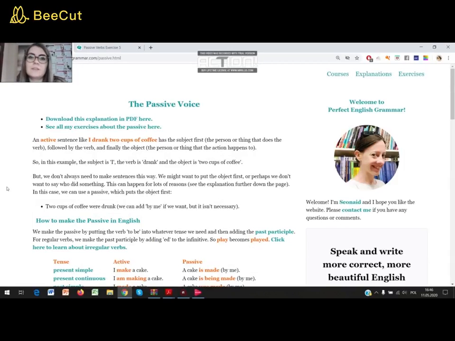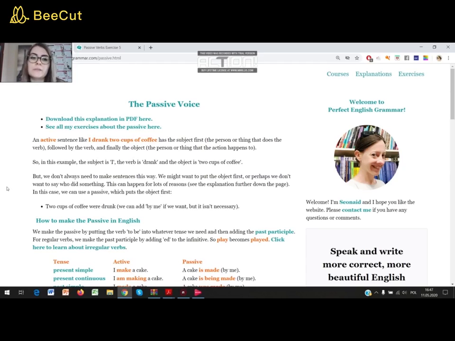Welcome again. Today we will talk about the passive voice, which is quite problematic to some students, but not all the time. Let's see how it looks and how we should make sentences with the passive voice. So, an active sentence like "I drank 2 cups of coffee" has the subject first, the person or thing that does the verb, followed by the verb, and finally the object, the person or thing that the action happens to. So in this example, the subject is "I", the verb is "drank", and the object is "2 cups of coffee".